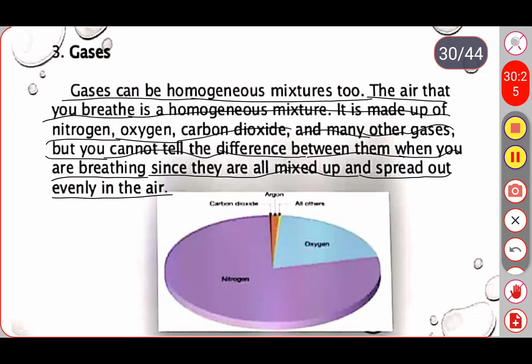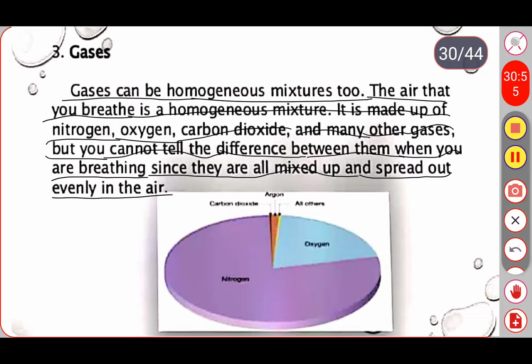Air consists of different kinds of gaseous substances like nitrogen, oxygen, carbon dioxide, helium, and some moisture and dust particles also. So this is all about homogeneous mixtures. Homogeneous mixture means a mixture which is made up of the same kind of substances.